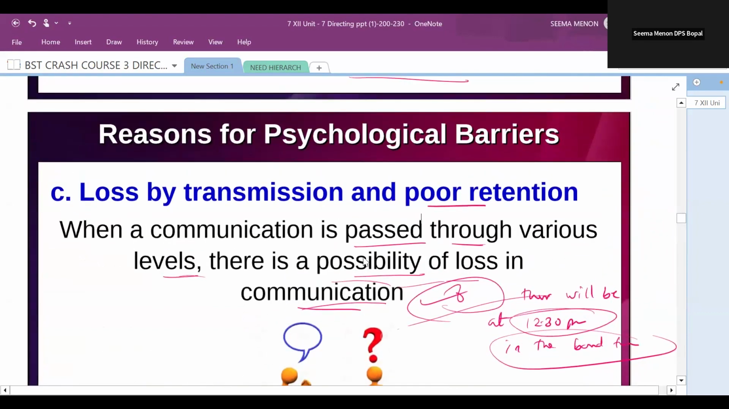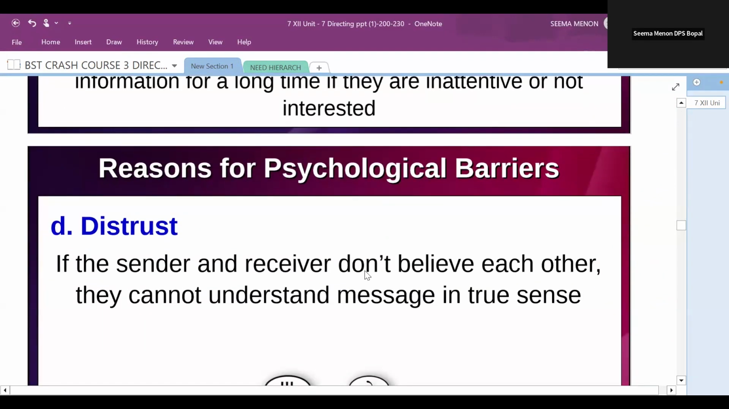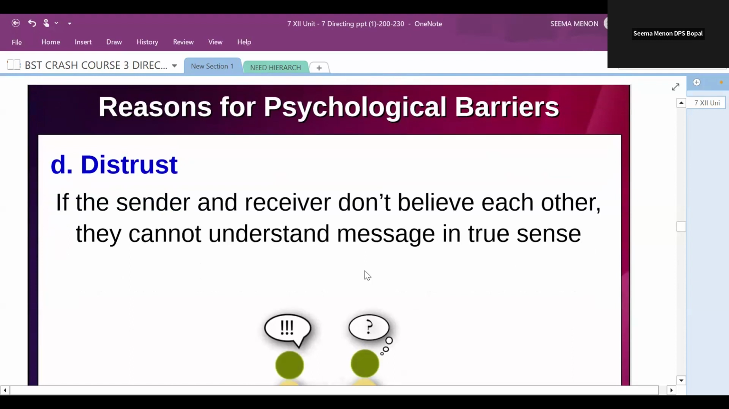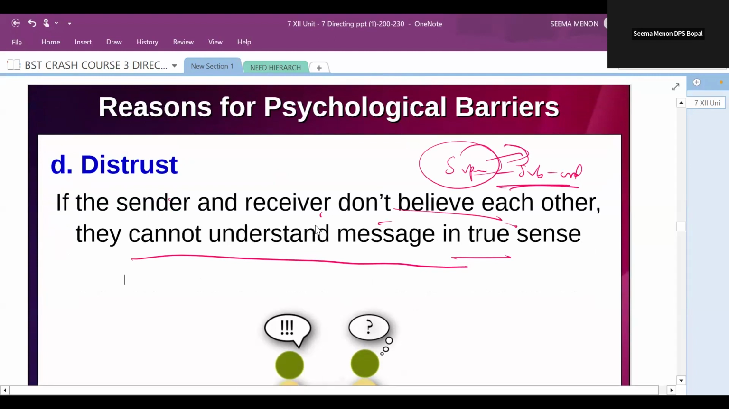So loss by transmission and poor retention is one of the very important points while a case study is there. Next one is distrust. If the sender and receiver do not believe each other, they cannot understand the message in the true sense. Suppose a superior does not have any trust in the subordinate, what will happen? The superior will not pass all the communication properly to the subordinate. There is no trust between them, so they cannot understand the message. The superior passes only half of the message, or a very big message. Then the subordinate will not be able to understand.